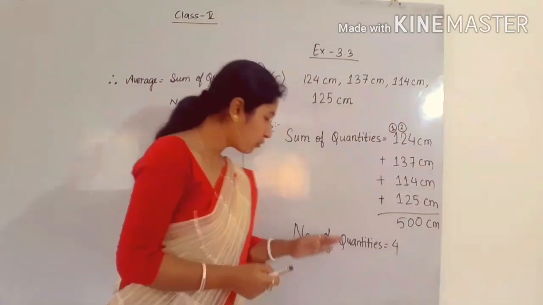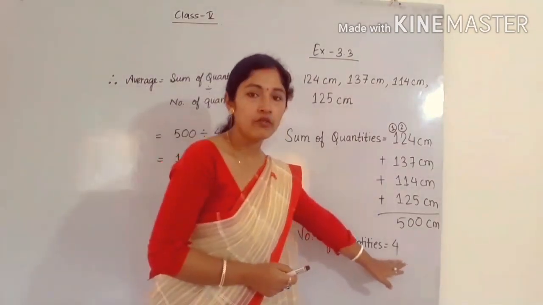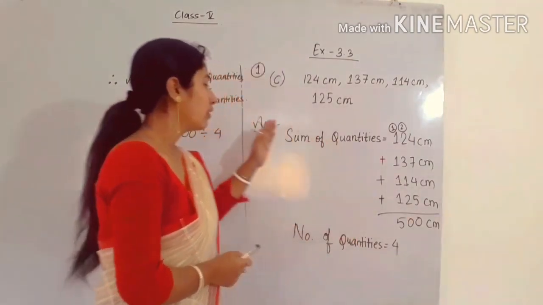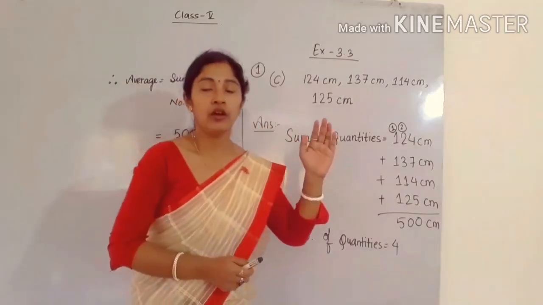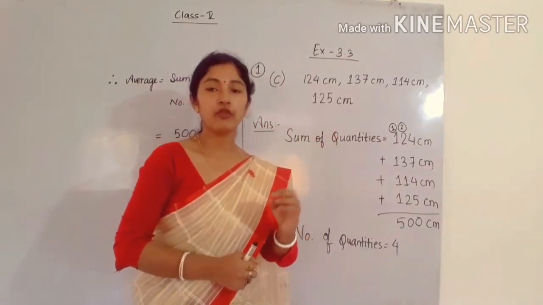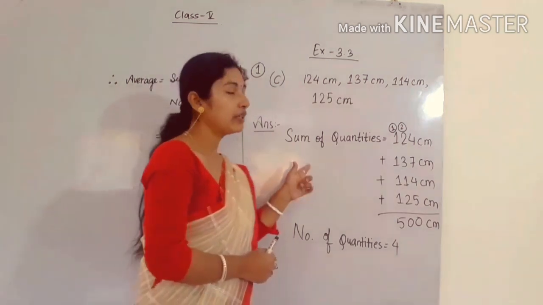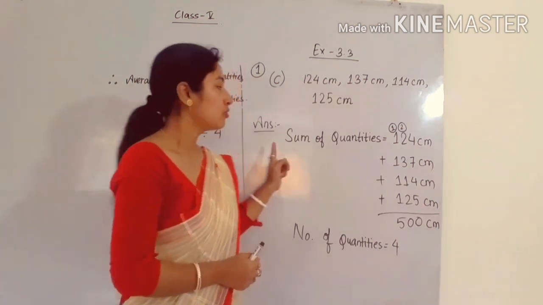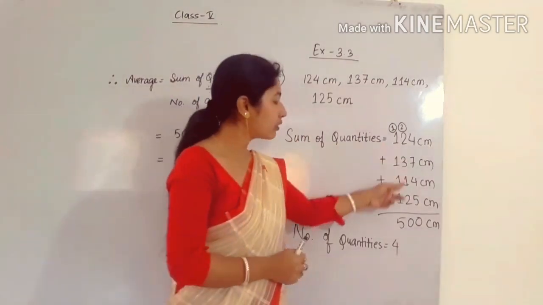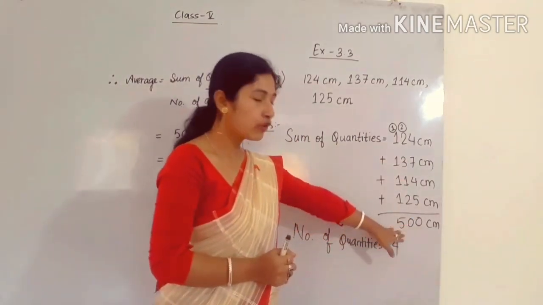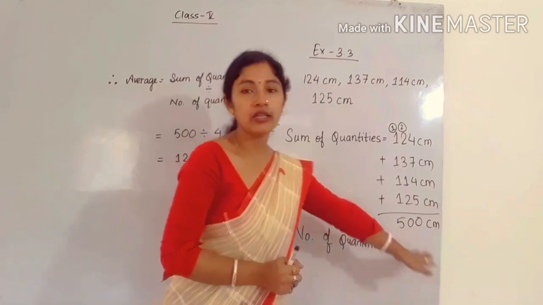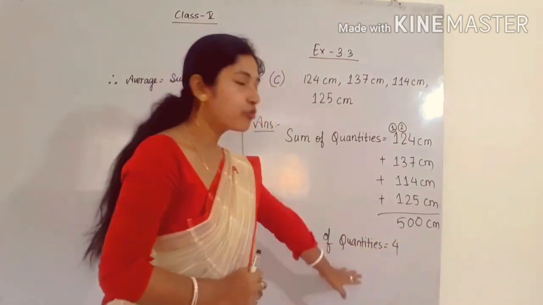So in number of quantities we have to write what? We have to write 4. Then first of all, as you know, in the formula for average you have to find the sum of quantities. So first of all find the sum of quantities in the answer. You have to add all the quantities. So I got 500 as the sum of quantities. Next you have to write the number of quantities.